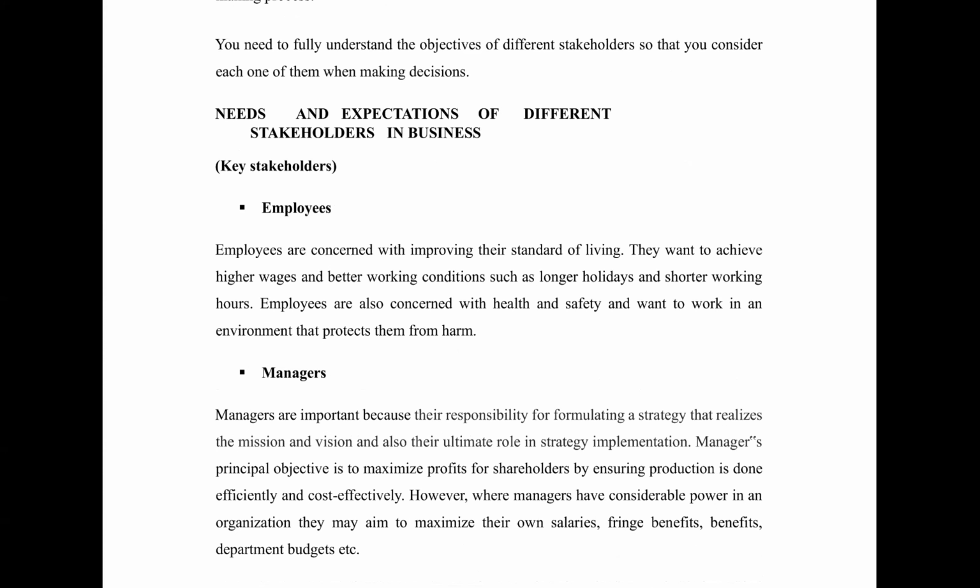The employees are usually concerned with improving their standard of living. They want to achieve higher wages. They want better working conditions, such as longer holidays and shorter working hours. These are the employees. You are business managers, right? You are going to be managing. Understand these people properly.